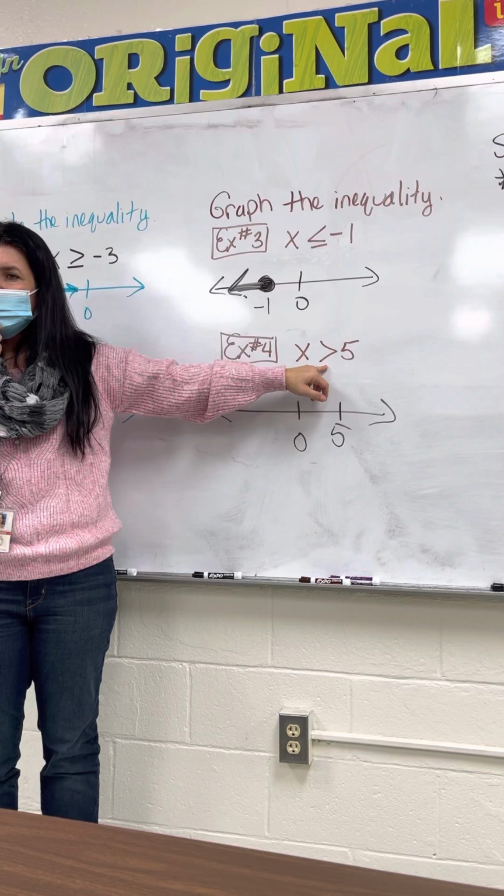Look how I did this one up here. Always start with your x. Look how my symbol is pointing in the same direction as my graph. There's a line under it, which means that -3 is included. Does that make sense?